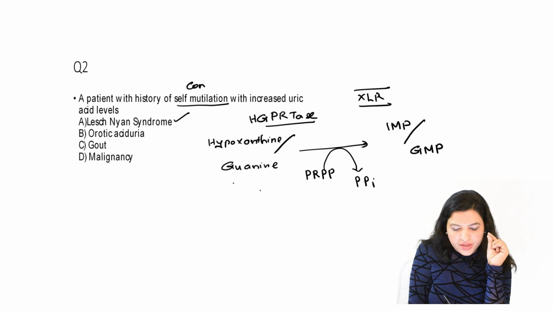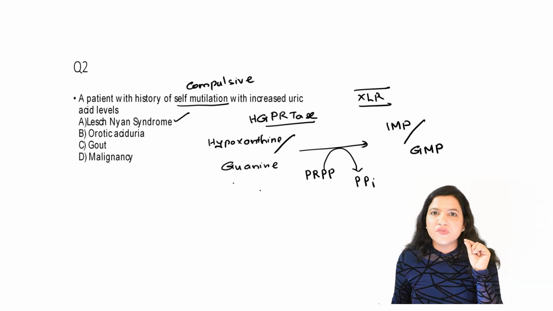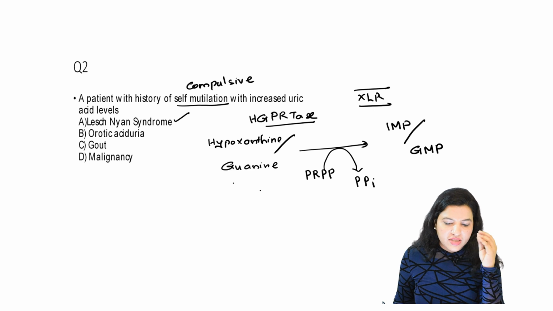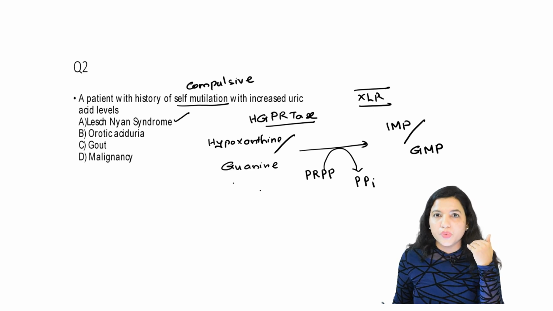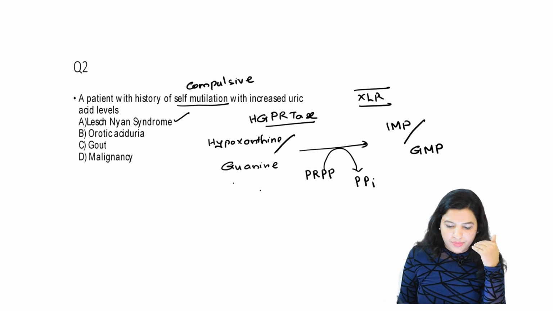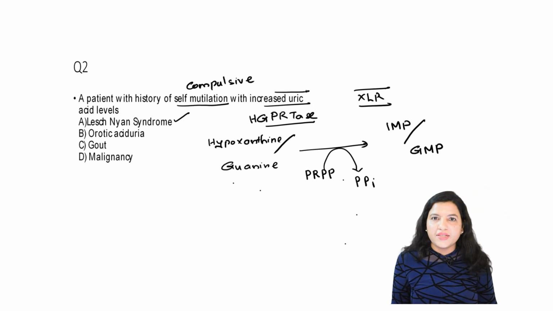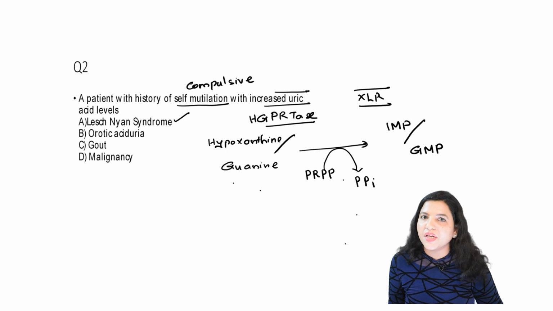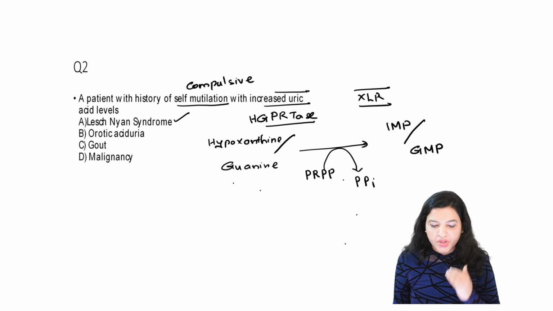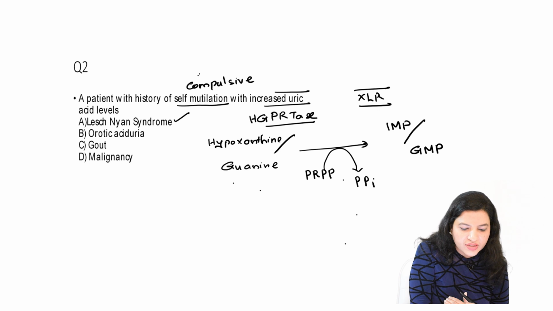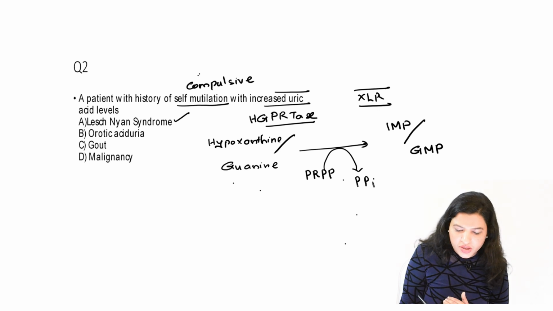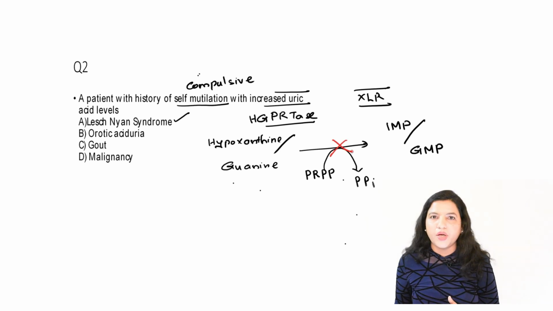Very characteristic presentation of Lesch-Nyhan syndrome is self-mutilation. It is compulsive self-mutilation, and they have hyperuricemia. So this uric acid, now why is there hyperuricemia in Lesch-Nyhan syndrome? The reason is, we know that the enzyme that is deficient is this part, right?